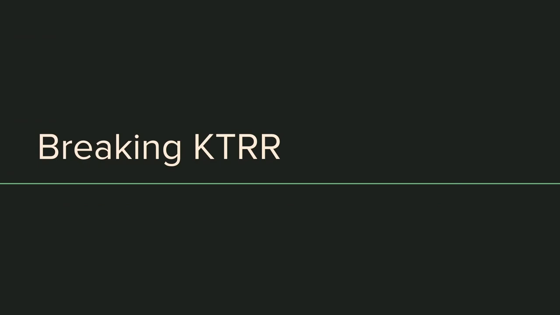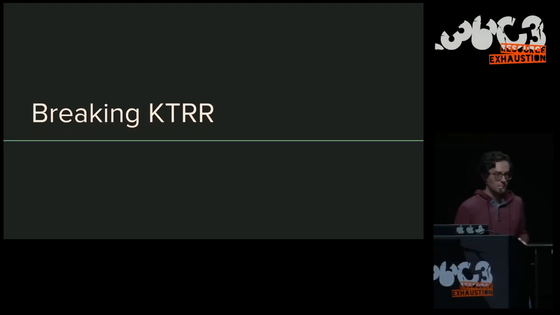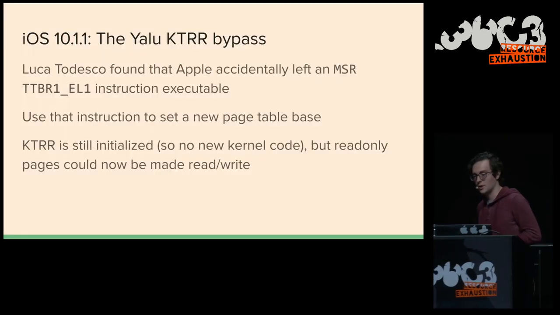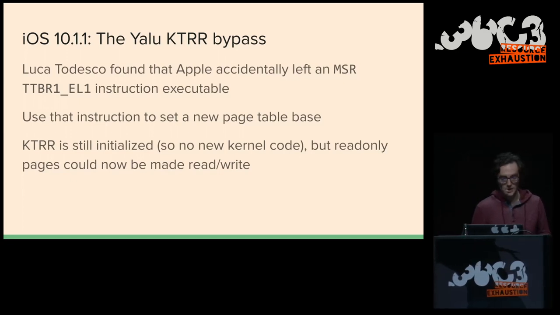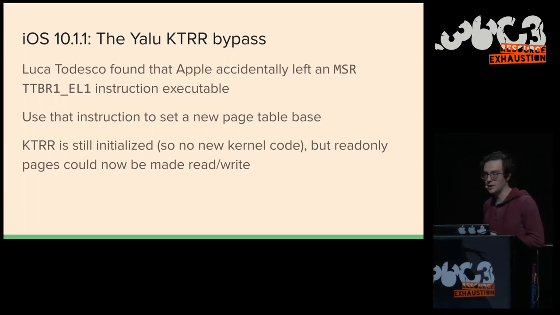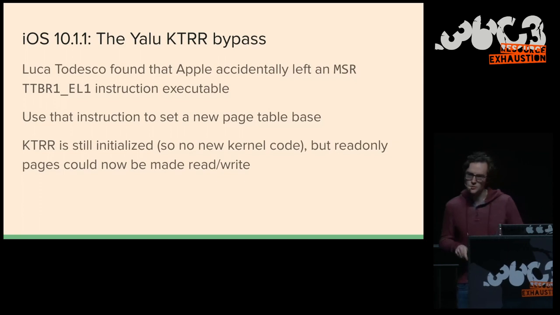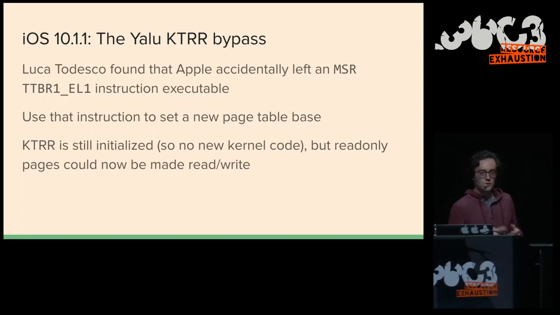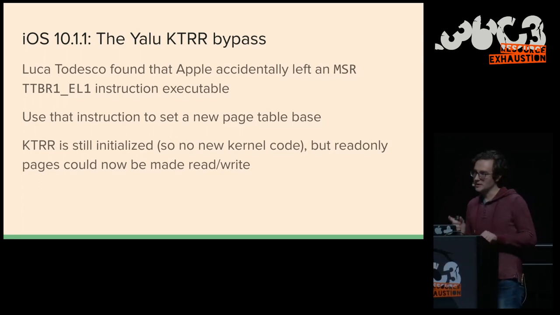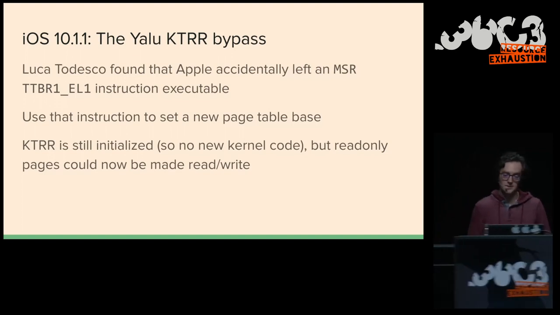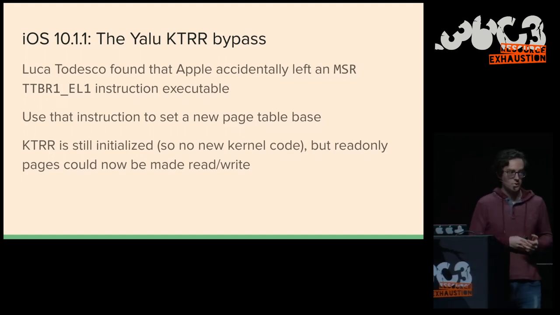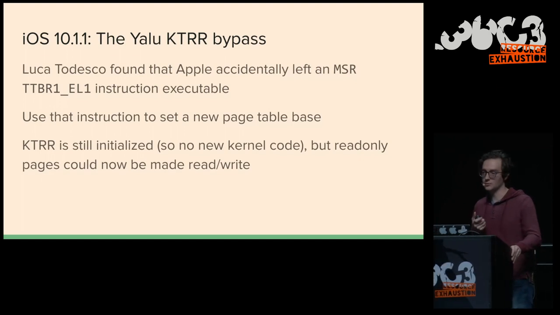So now that we have a high-level understanding of how KTRR works, let's look at how it's possible to break KTRR. And we'll start with a few historical examples. There are two historical instances of partial KTRR bypasses up till now. And the first one came out pretty soon after the KTRR mitigation was first introduced. And it was discovered by Luca Tedesco, who's going to be giving a talk, I think, in this room tomorrow evening. So what Luca found was that Apple had left an instruction in the kernel cache that they didn't mean to leave executable, but it accidentally was. This was the MSR TTBR1 instruction, which sets the special TTBR1 register.